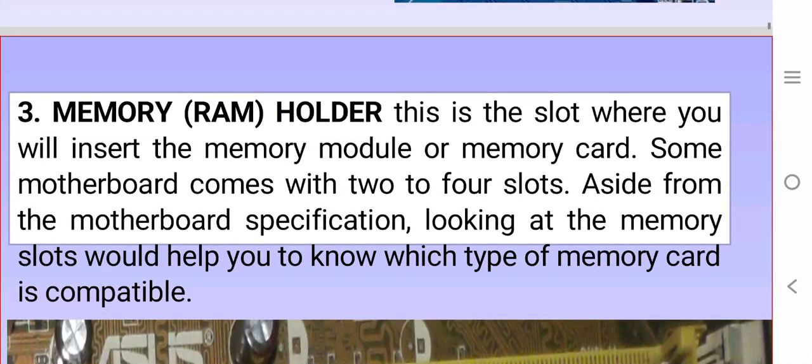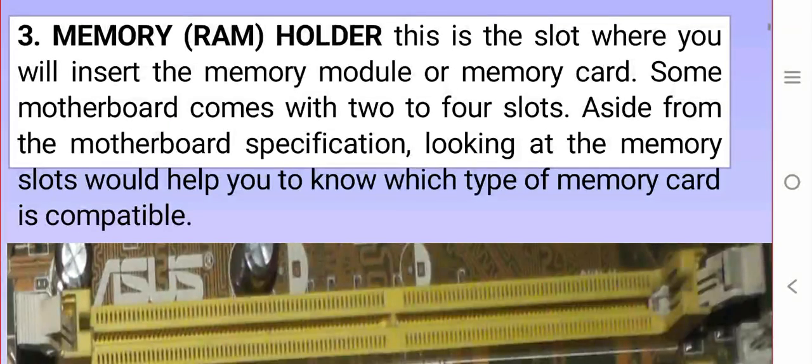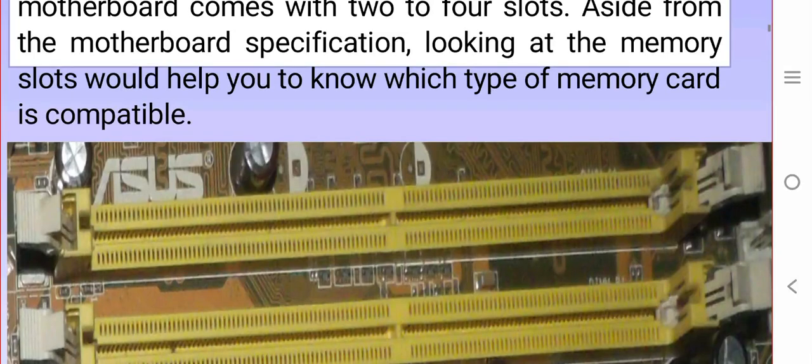Now the next component is the memory holder. The memory holder is also called the RAM holder, where the memory modules are inserted. Most motherboards have 2 to 4 slots for the RAM. These slots determine the types of RAM that can be used, such as DDR3, DDR4 or DDR5. The diagram shows the long slots near the CPU socket called the memory holder.